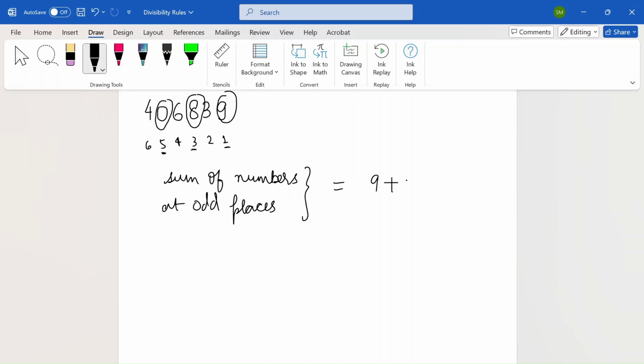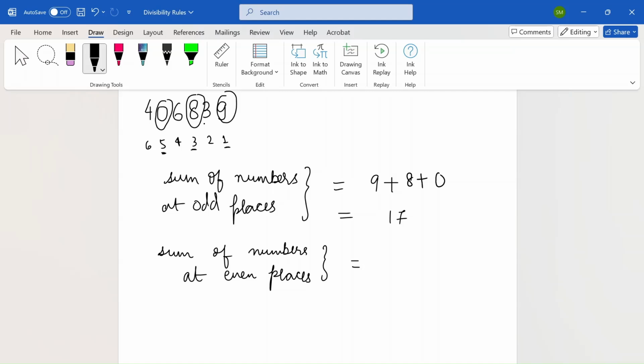So 9 plus 8 plus 0. What is 9 plus 8 plus 0? 17. Now sum of numbers at even places. Which are those? 3, 6, and 4. So let's do 3 plus 6 plus 4, which is 13. Now what is the difference? Difference is 17 minus 13, which is 4.